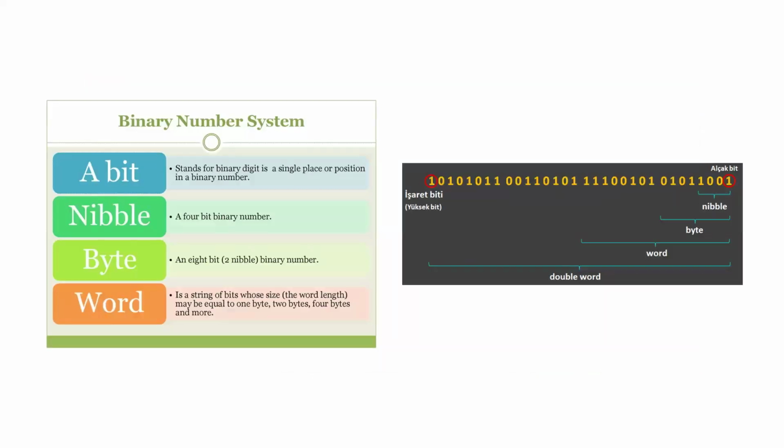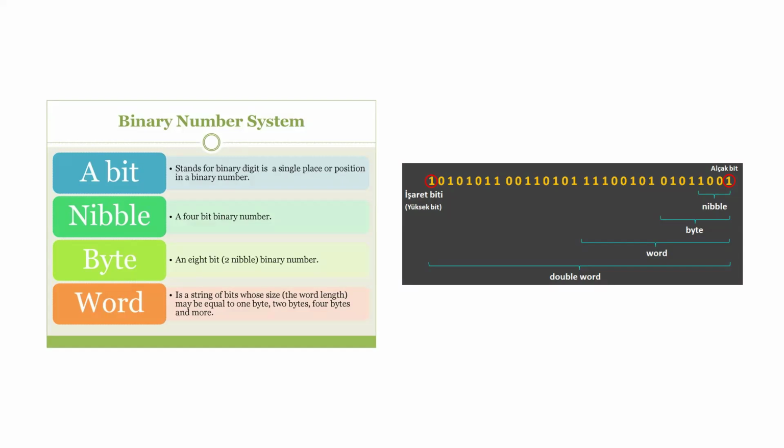And what is a bit? It's just one character, as you know. It stands for a binary digit, a single place in a binary number. It can be a 0 or 1. And as you see, we have a non-binary number system example as well on the right side. At the rightmost side, we have the least significant bit, and the most significant bit is at the left side, as you see.